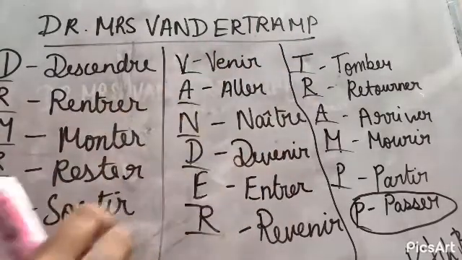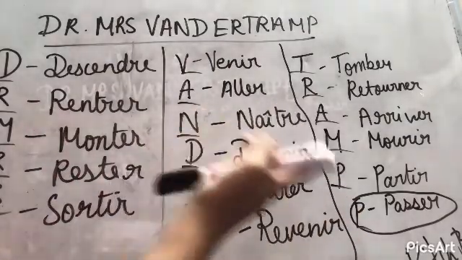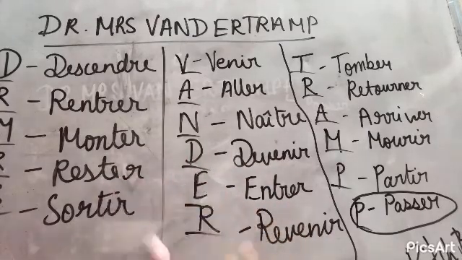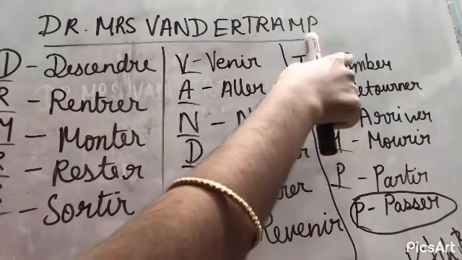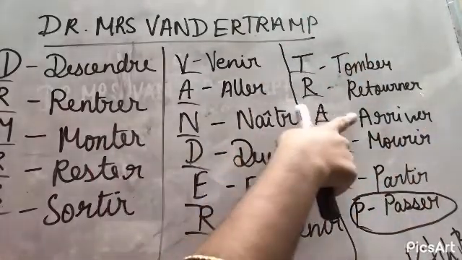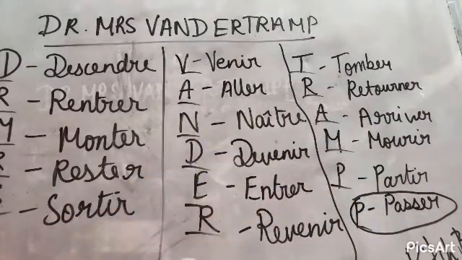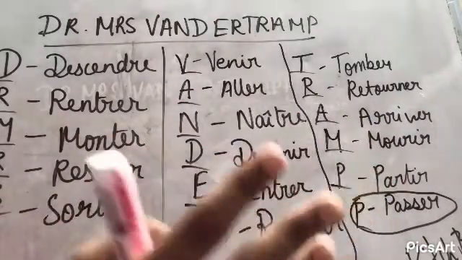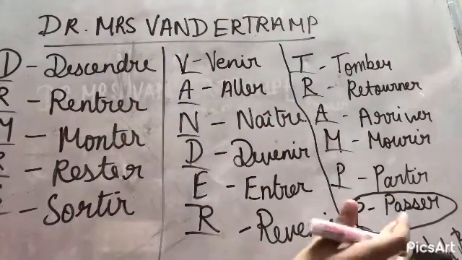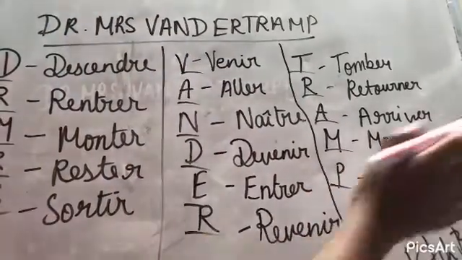Naître is to be born. Devenir is to become. Entrer is to enter. Revenir is to come back. Tomber is to fall. Retourner is to return. Arriver is to arrive. Mourir is to die. Partir is to leave, and passer is to pass. Now there's a story for this, so just concentrate on these verbs till here, okay?